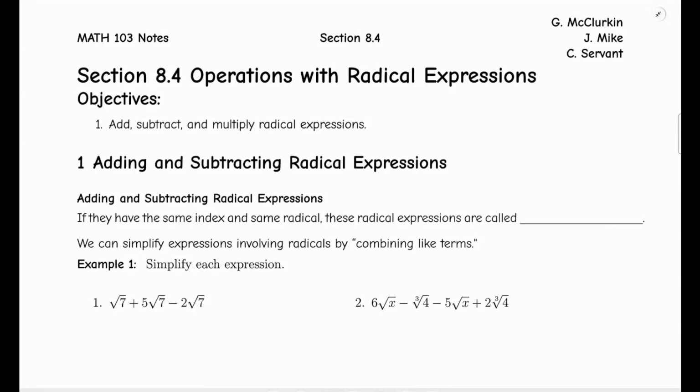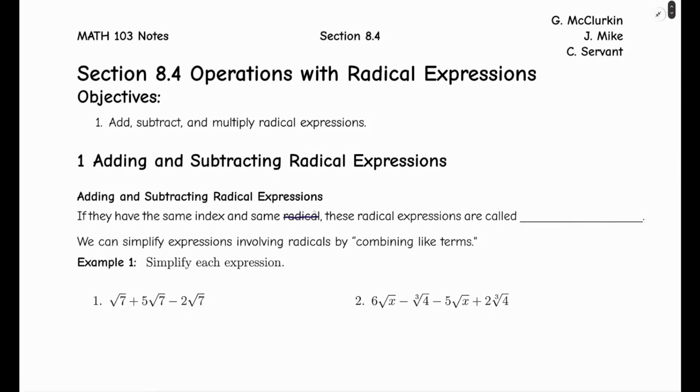Hello, this is section 8.4, Operations with Radical Expressions. Part 1, Adding and Subtracting Radical Expressions. If they have the same index and the same radicand, these radical expressions are called like terms. We can simplify expressions involving radicals by combining like terms.